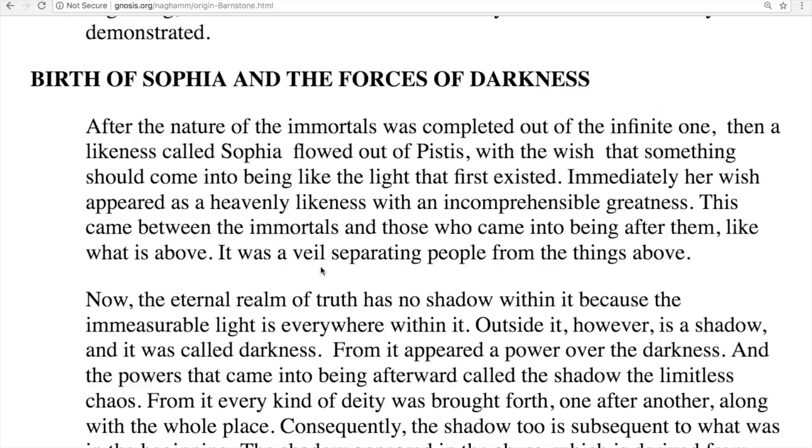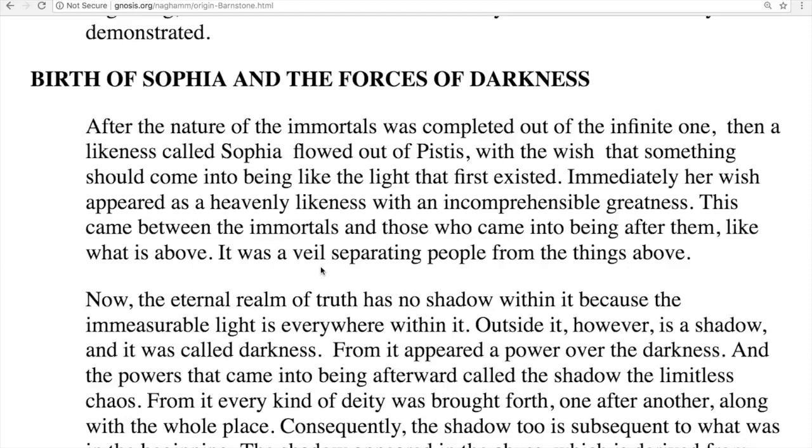And the shadow is a movement, you see, it's a movement. Darkness is simply still, and you can't see if there's any movement if it's complete pitch dark. But with shadow, you can see movement, and this is the beginning of process and life that is taking shape through wisdom and faith. Now, the eternal realm of truth has no shadow within it, because the immeasurable light is everywhere within it. In other words, there's complete knowledge and fullness in the pleroma, and thereby there can be no shadow within it. It is complete. Outside of it, however, is a shadow, and it was called darkness. From it appeared a power over the darkness.